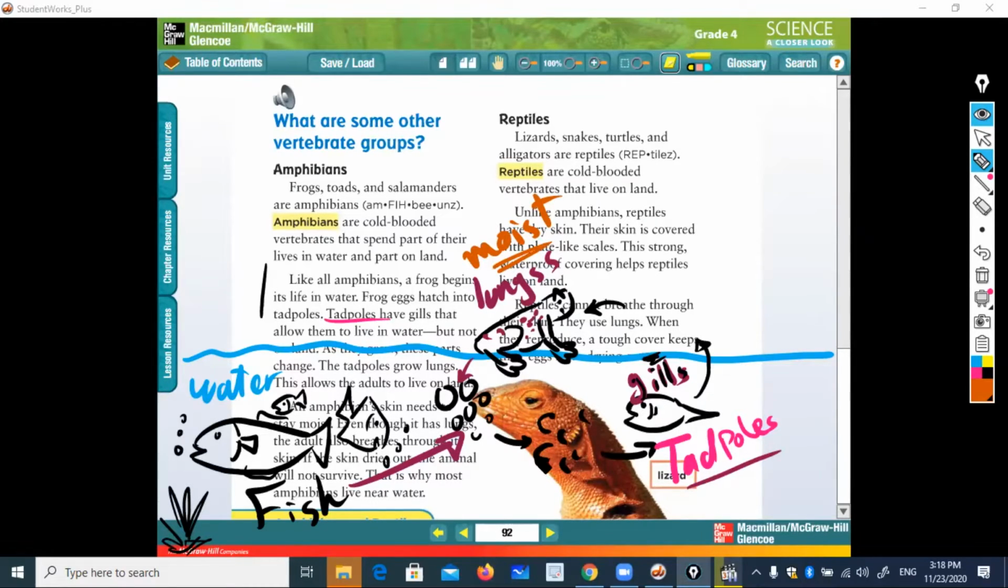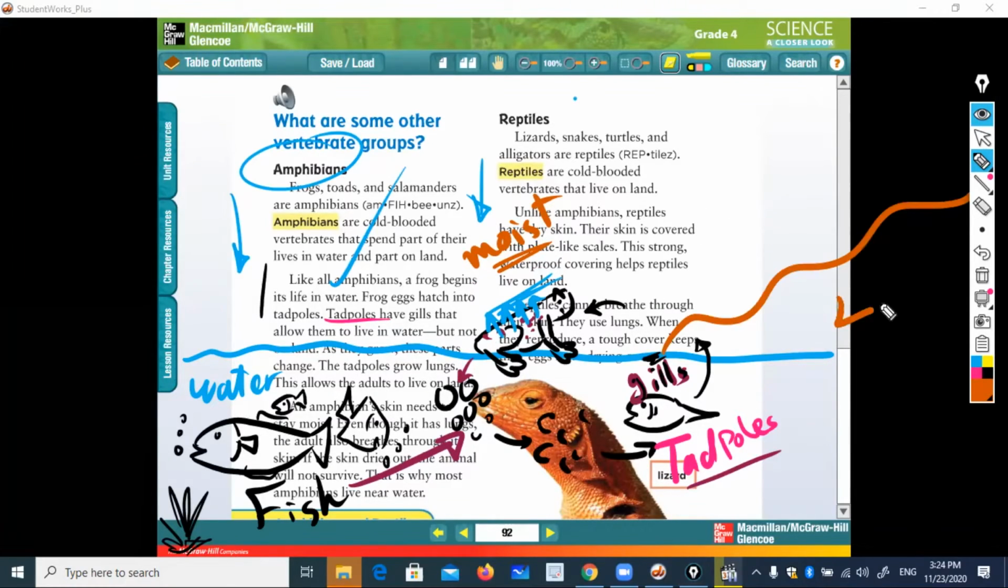Okay, because they should be near the water all the time. All of the frogs and all of the amphibians like the water very much. Okay, why? Because their skin should be moist. Should be moist. Okay, do you understand? Any questions?